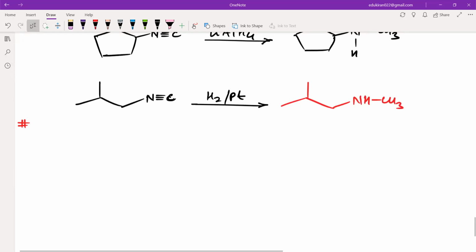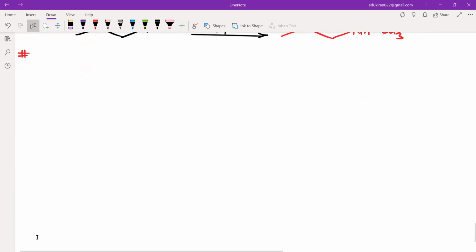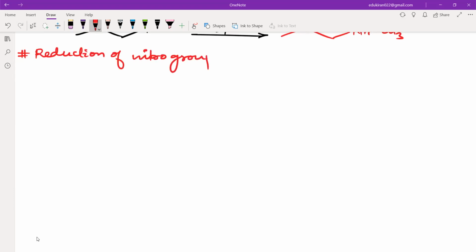NHCH3. Right, NHCH3. Next is reduction of nitro groups. So in nitro groups, what do we have? RNO2. So again, we can be using reducing agents.